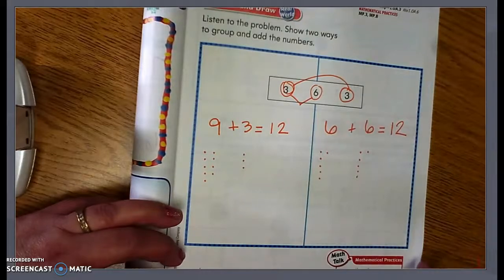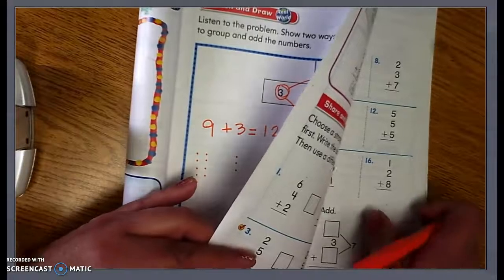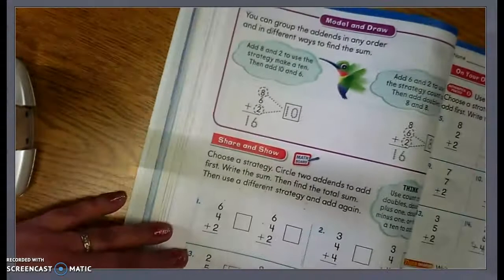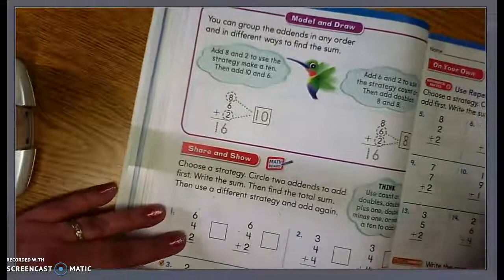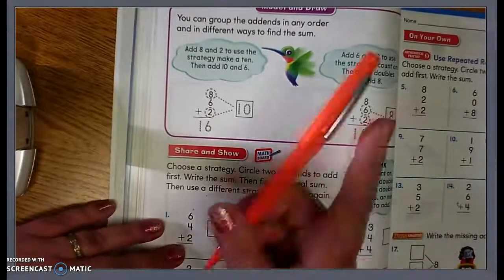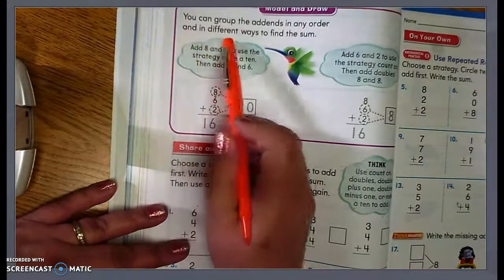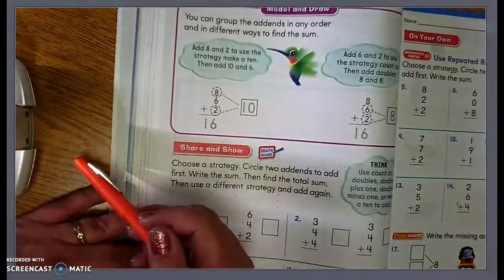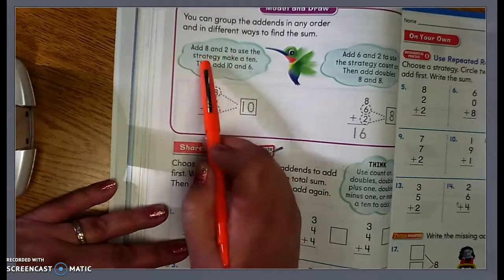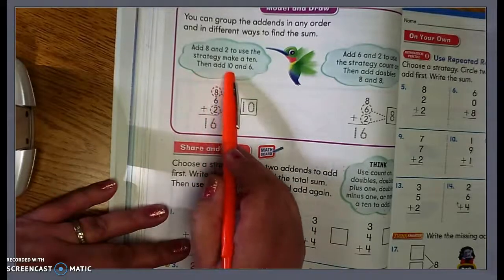All right, so go ahead and turn to page 138. Again, if you're not finding the page, you can pause this video while you look for the page, please. So now we are on page 138. So it reads, you can group the addends in any order and in different ways to find the sum. So here the book tells us that they added 8 and 2 to use the strategy to make a 10. Then added 10 and 6.